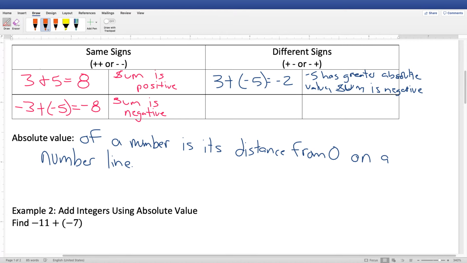Now the last one, we're going to have negative 3 plus 5. What does that equal to? 2. And we know it's positive because of why? Positive numbers have a higher absolute value. Yeah, the bigger number, the 5, has a greater absolute value. So 5 has a greater absolute value. So the sum is what? The sum is positive.